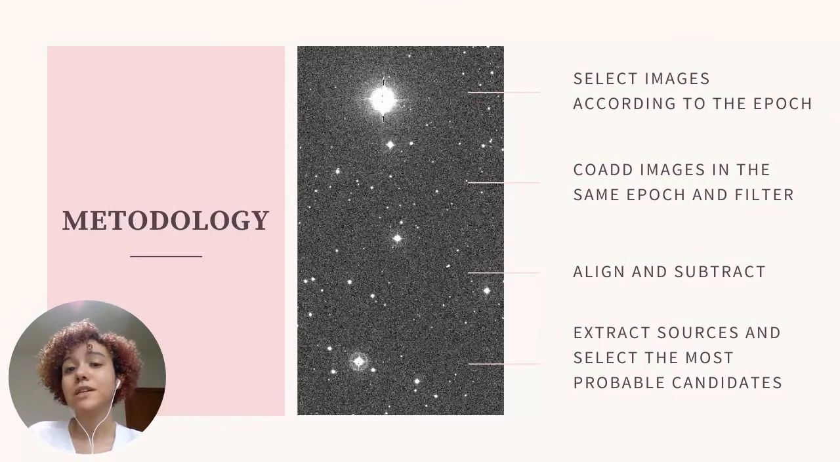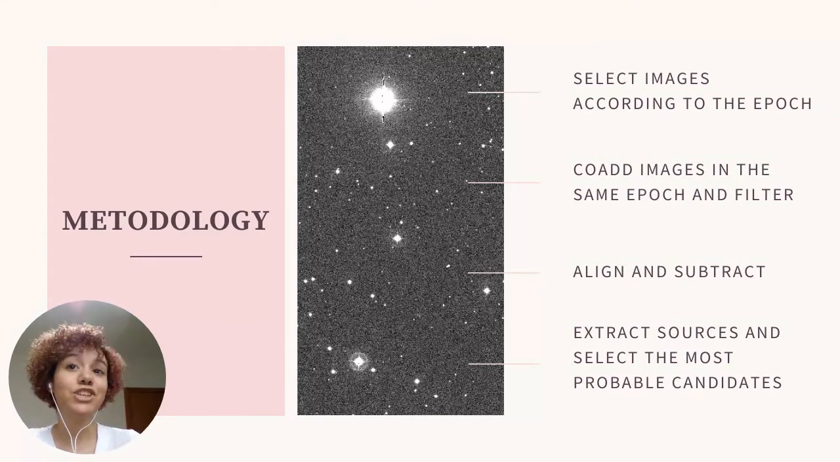So if an object is in both images, it will disappear from the final result, and only the changes in the sky will remain. That means that if an object is in only one image, I may have a supernova candidate, just like in the Caracalla example.